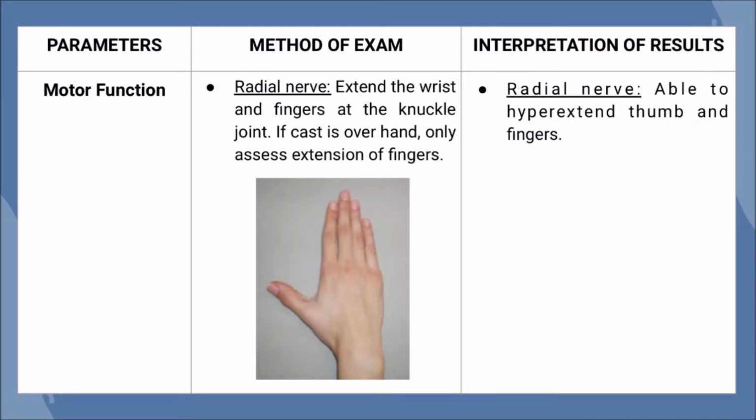The third parameter is the motor function. So again, we have the radial nerve. Extend the wrist and fingers at the knuckle joint. If a cast is over the hand, only assess the extension of the fingers. The patient should be able to hyperextend the thumb and fingers.